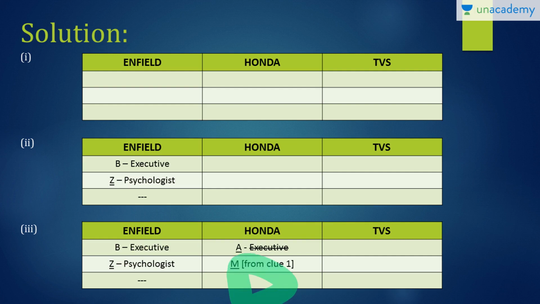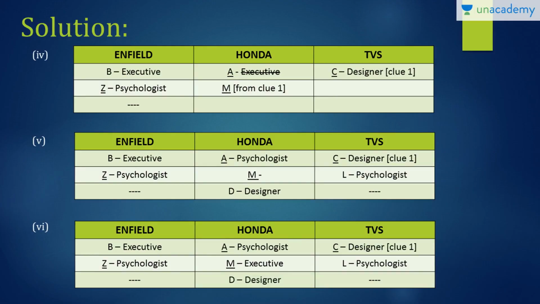Also it was necessary for a male to travel on Honda because there are already two females here. So I got to know that D is the male designer who travels on Honda along with A and M, and C comes here where C is also a designer. So here I put C and here I put D, and the only person that remains is L. So L takes the place with C on TVS, and this is done. There will be no one else here. 7 persons are already filled.